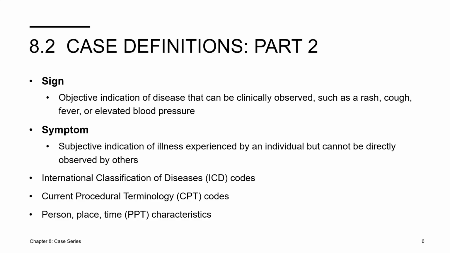You could also use something formalized, such as the International Classification of Diseases codes, the ICD-9 and ICD-10 codes, and these could be set aside beforehand if you're looking at medical charts to see what has these specific codes. Another form of billing codes would be the Current Procedural Terminology, or CPT, codes. Or you could simply look epidemiologically at the person, place, and time characteristics of patients in order to frame that case definition.